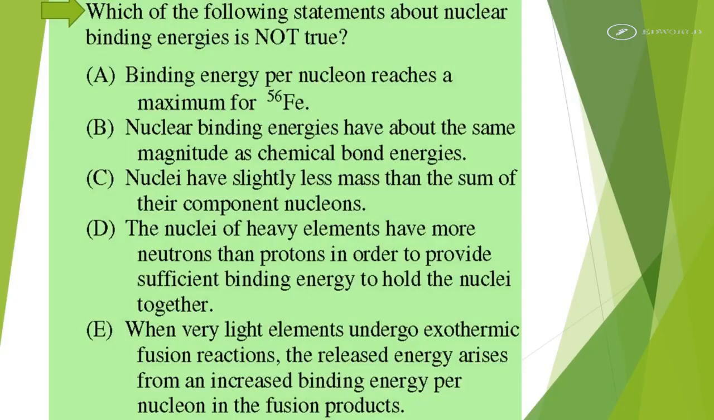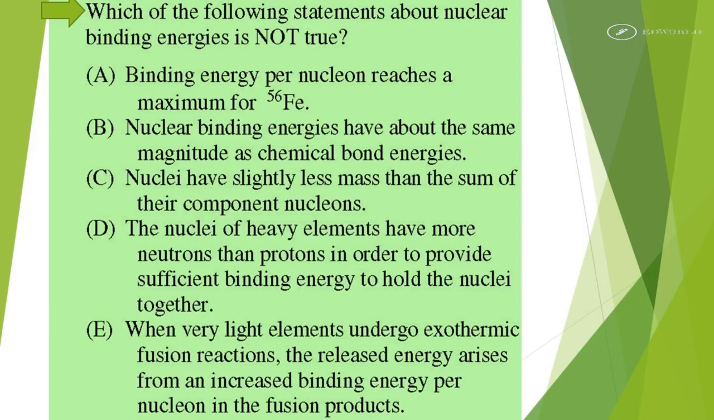Which of the following statements about nuclear binding energies is not true? A. Binding energy per nucleon reaches a maximum for iron-56. B. Nuclear binding energies have about the same magnitude as chemical bond energies. C. Nuclei have slightly less mass than the sum of their component nucleons.